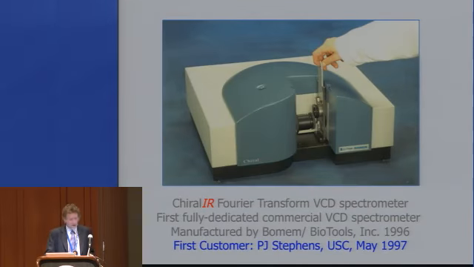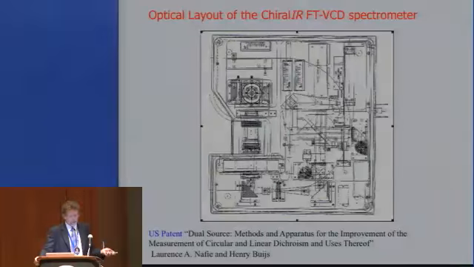And now, jumping ahead 20 more years, we finally have BOMEM manufacturing the first VCD, Fourier transform VCD instrument. The first customer was my postdoc advisor, Phil Stevens, and I have a few historical slides. First of all, this is just the layout. What was unique about it is it had two sources. These sources interfere negatively for the transmission, which helps you avoid saturation, and they interfere positively to almost, not quite, double your VCD intensity against a constant noise background.